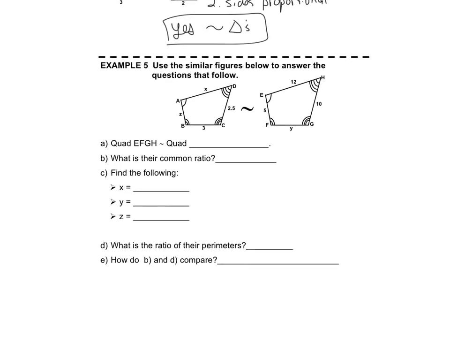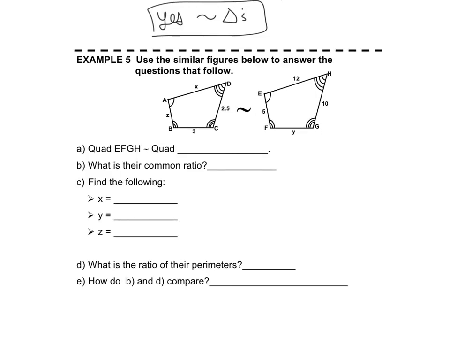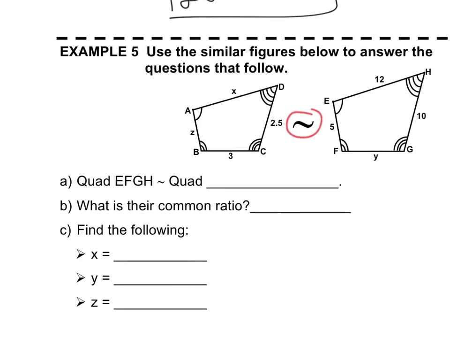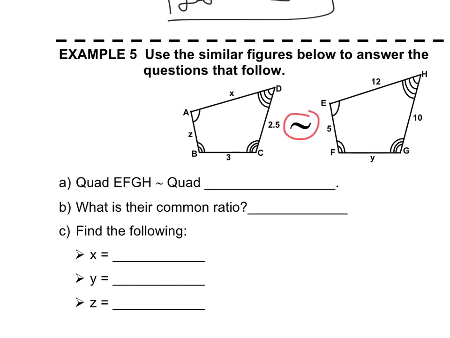So let's look at this one. This question has a lot to it. It says use the similar figures below to answer the questions that follow. So I'm starting off knowing that they're similar, which means all the angles are congruent and all the sides are proportional. So I have quadrilateral EFGH is similar to quadrilateral.